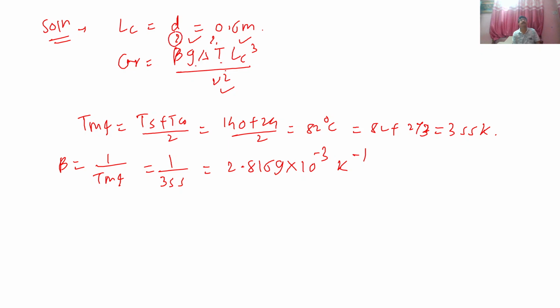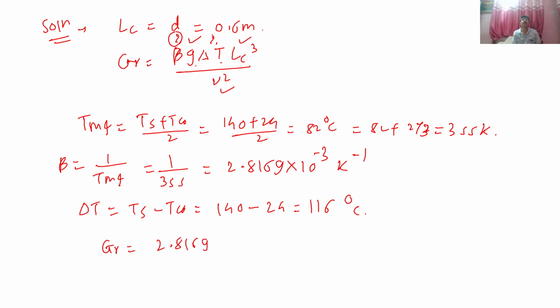g is known to you, delta T. What is delta T? Delta T is Ts minus T infinity. Ts कितना है 140. T infinity कितना है 24. तो it becomes 140 minus 24. I think it is 116 degrees Celsius. So I got delta T also, and I am ready to use all these values in Grashof number.